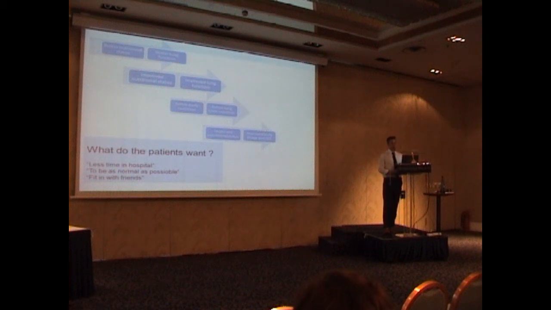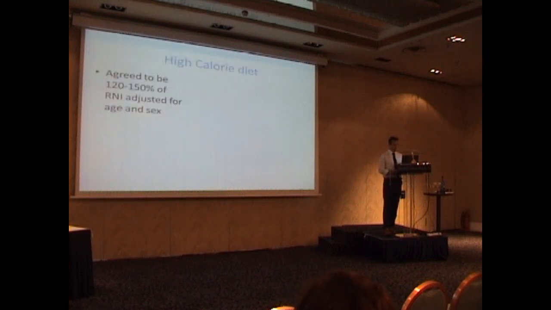So how can we do that? How can we meet the nutritional goals that we've got? How can we meet our goals? How can we meet the goals of our patients? On a very basic level, we know we need to give a high-calorie diet. And the high-calorie diet is based on providing an excess of calories to meet the demands. And this is estimated to be between 120 to 150% of our diet.